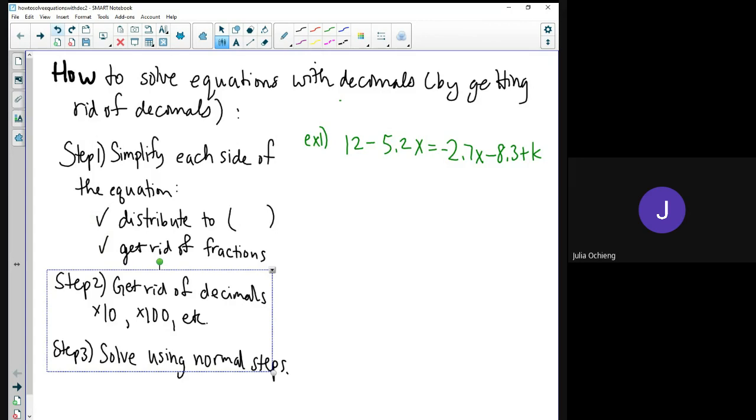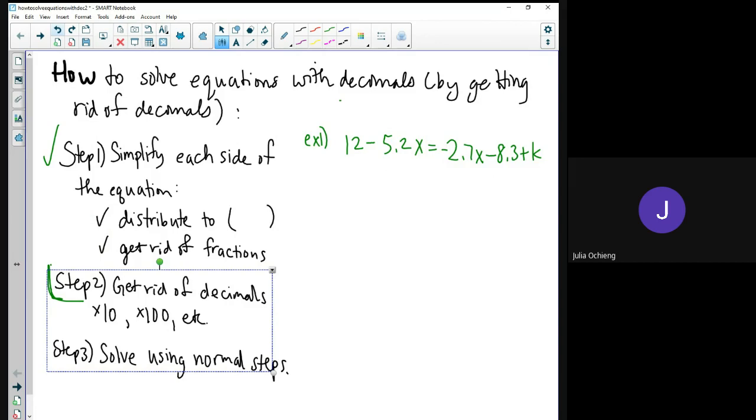So for my example here, there are no parentheses to distribute to, and there are no fractions. So I'm not going to have to worry about step 1. So I can skip step 1. So step 1, done. Step 2, right here.